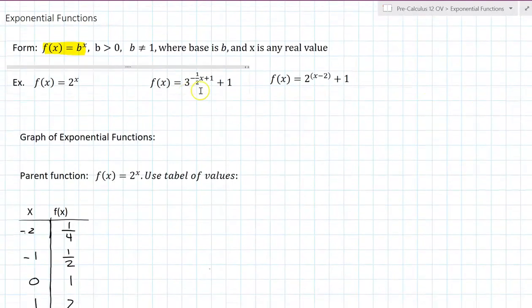And other ones could be as ugly as these. Notice that in this one, the exponent is negative 1/2 x plus 1. That's the exponent. All right. And it could be like that, so the whole thing is the exponent there.